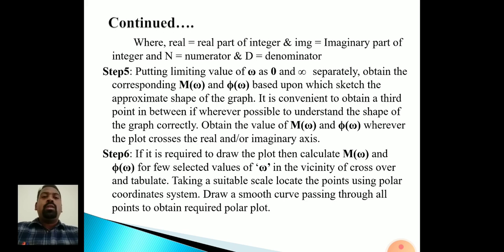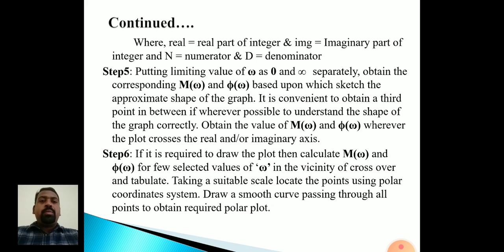It is convenient to obtain a third point in between, wherever possible, to understand the shape of the graph, that is the polar plot, correctly, and obtain the value of M omega, that is magnitude ratio, and phase angle or phase shift wherever the plot crosses the real or imaginary axis. Sometimes the polar plot may cross the imaginary axis. At the point of intersection with the imaginary axis, you need to find out the magnitude ratio as well as the phase angle or phase shift.